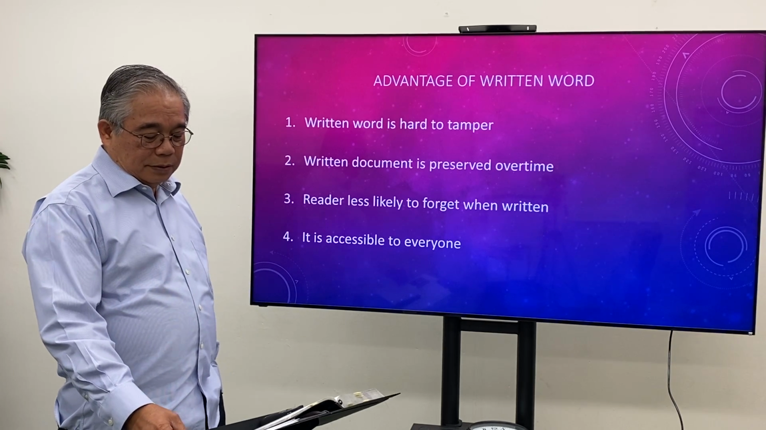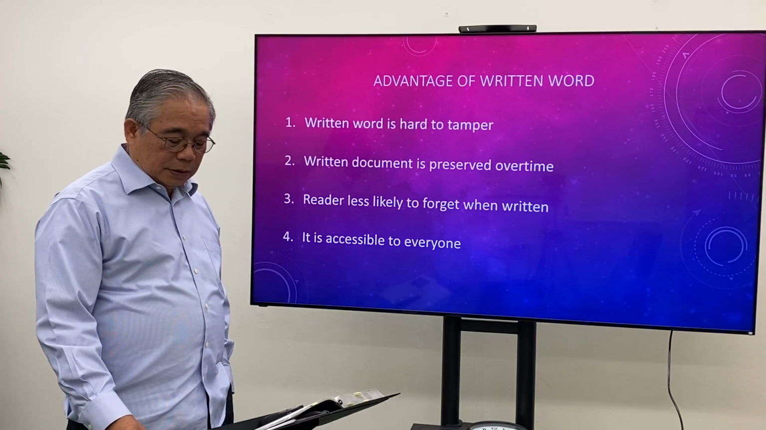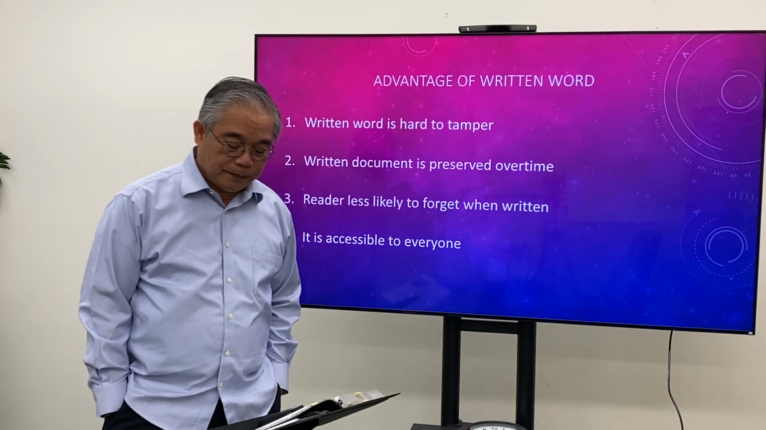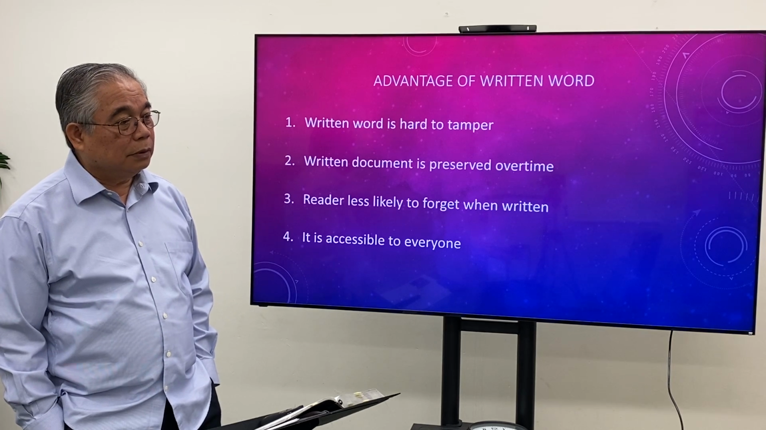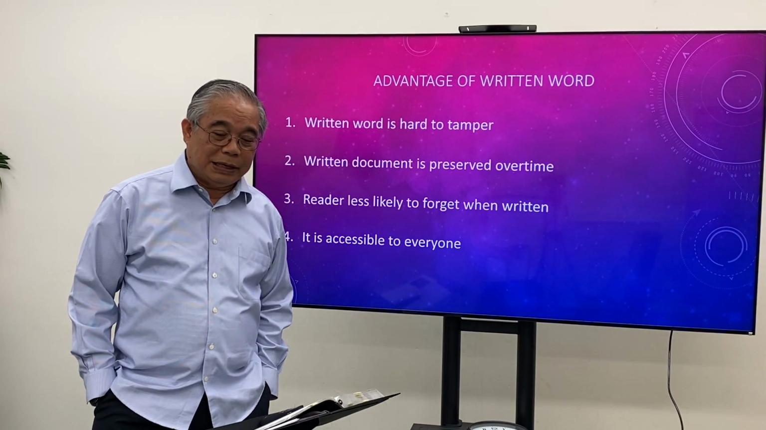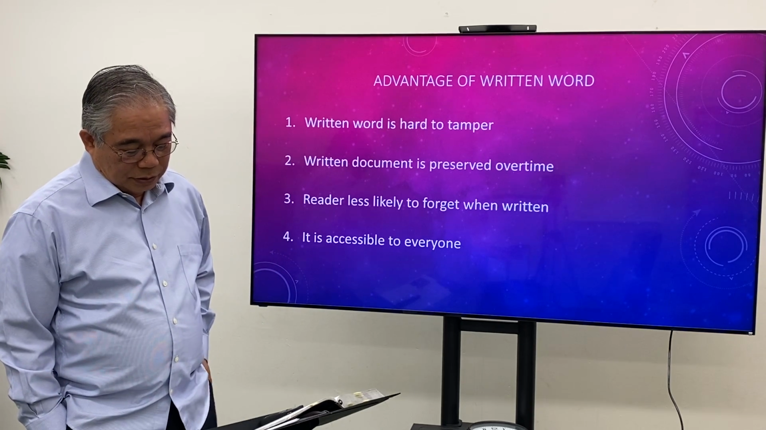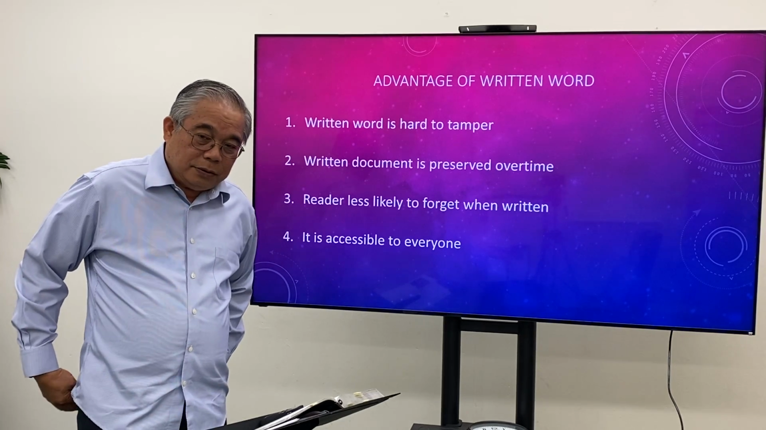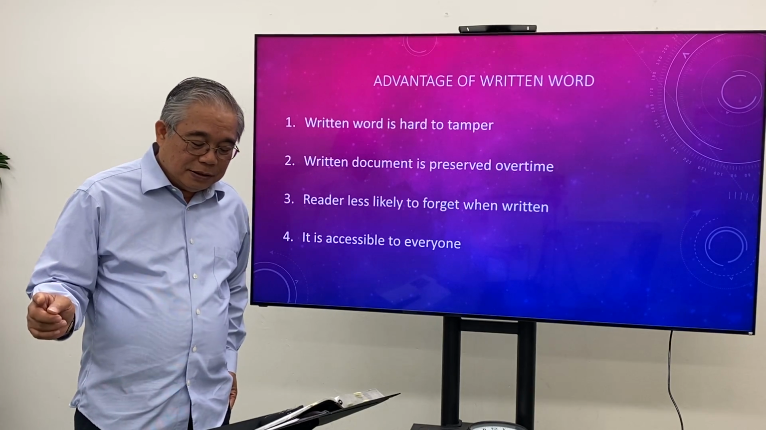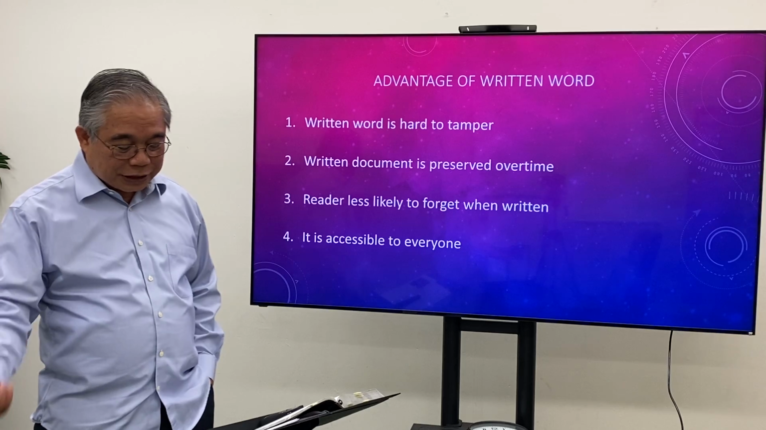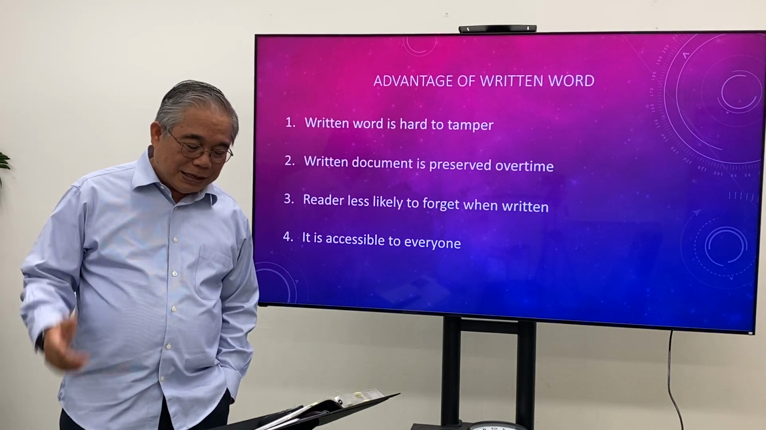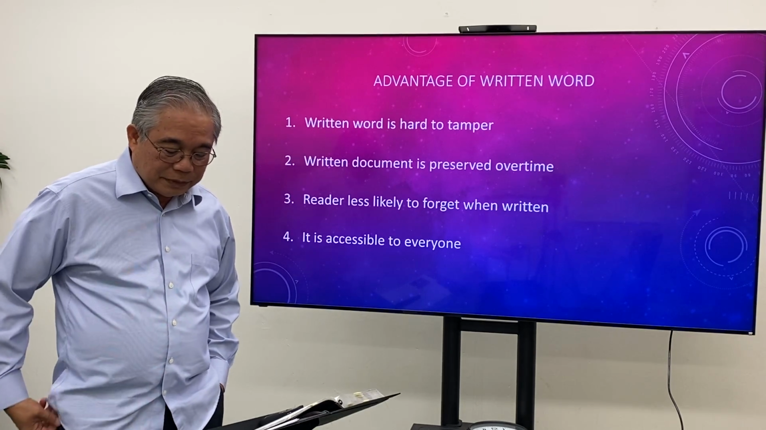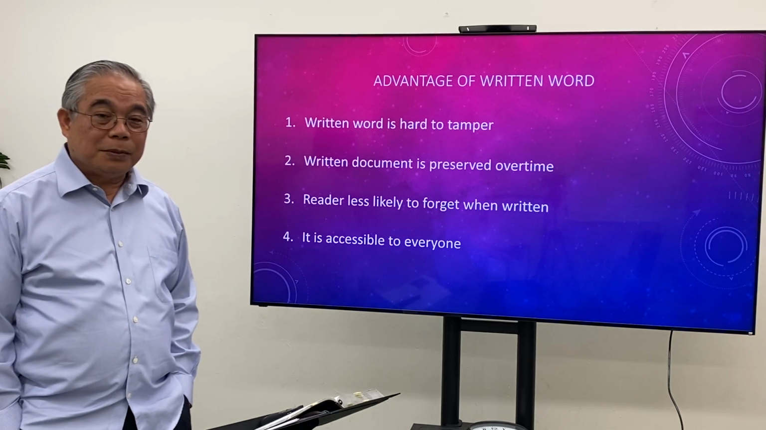But you see, the disadvantage is that oral speech is easy to get distorted and misused. For example, when you are in a group of people and you play the gossip chain game, whatever the first person said, they whisper it to the next person, and the next person whispers it to the next person. While being handed down from one person to the other, down the line, what was originally said at the beginning is completely different at the end of the line.